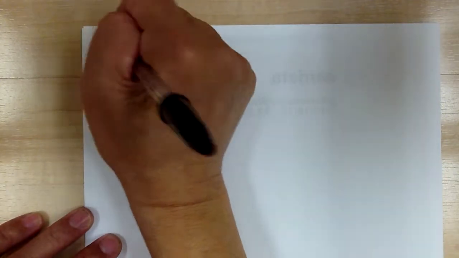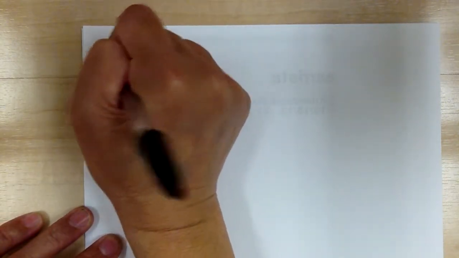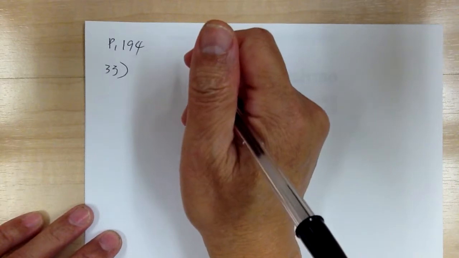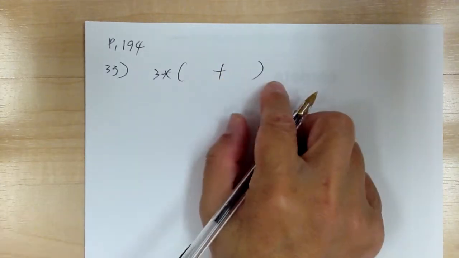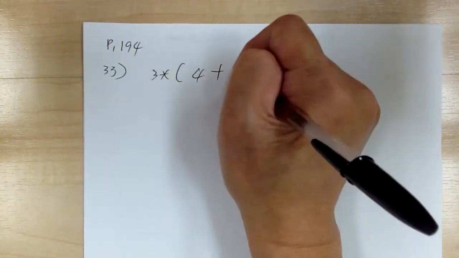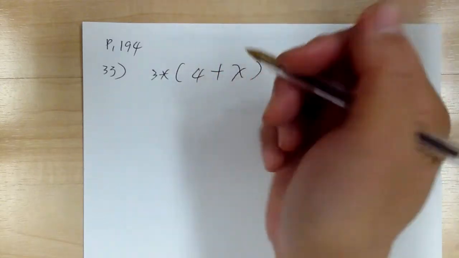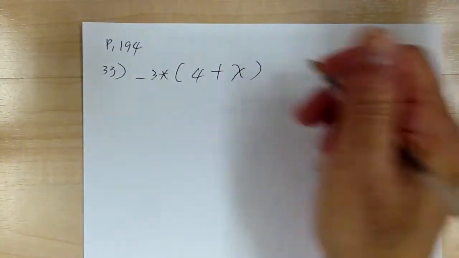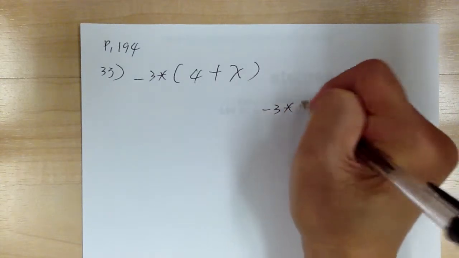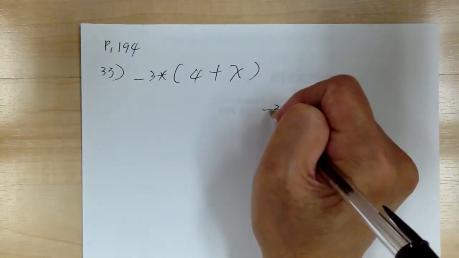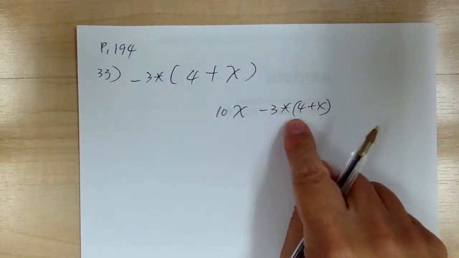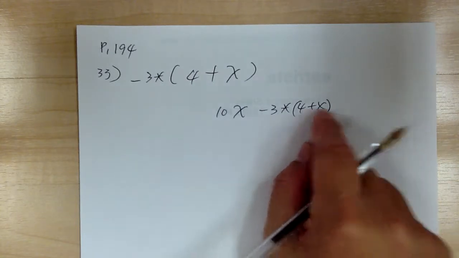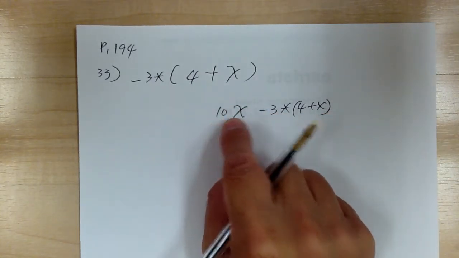Okay, let's go to 33. It says when 3 times the sum of 4 and an unknown number is subtracted from. So it's subtracted from something. So you have to shift things over. So sometimes when you translate, you kind of have to do adjustment. So it's subtracted from 10 times the unknown number.